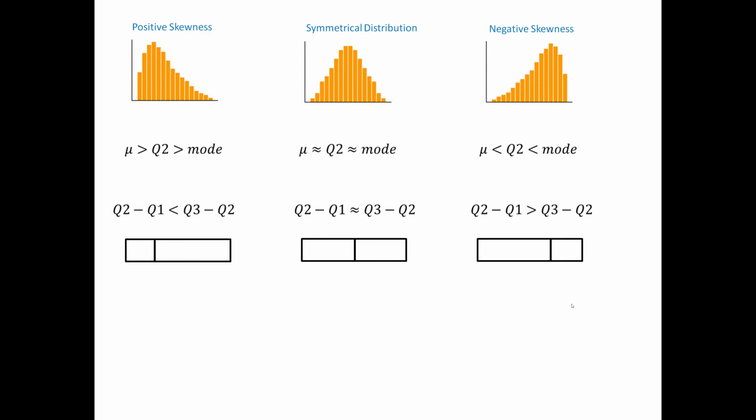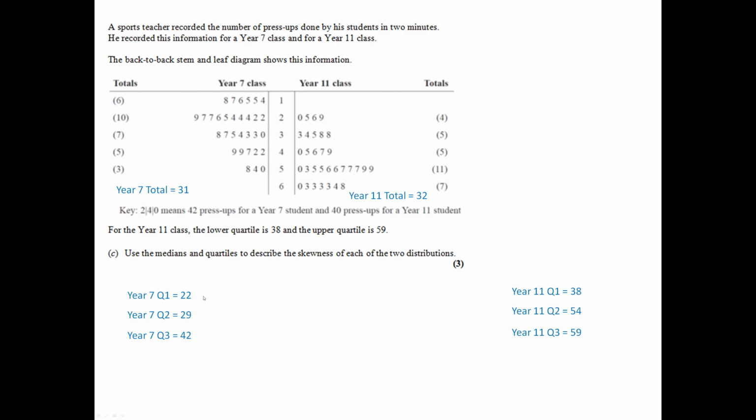If we go back to our question and look at these values for Year 7, Q2 minus Q1 is 29 minus 22, which is 7, and Q3 minus Q2 is 13. So Q2 minus Q1 is less than Q3 minus Q2, so we've got positive skew, and that confirms what we're looking at here, with most of the data being at the low end.